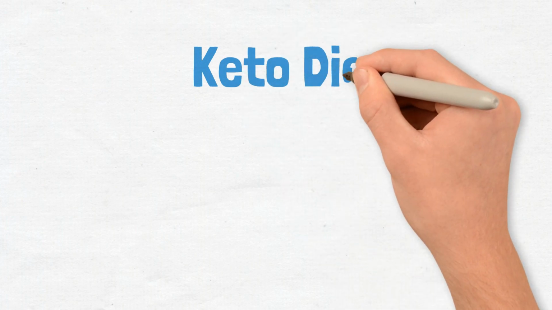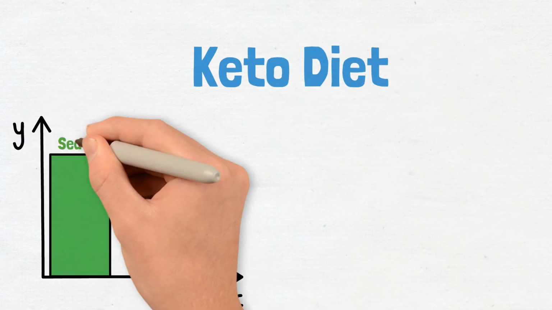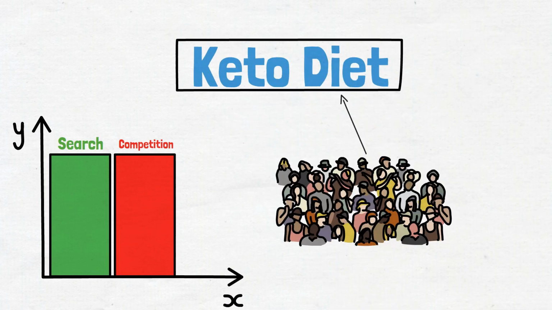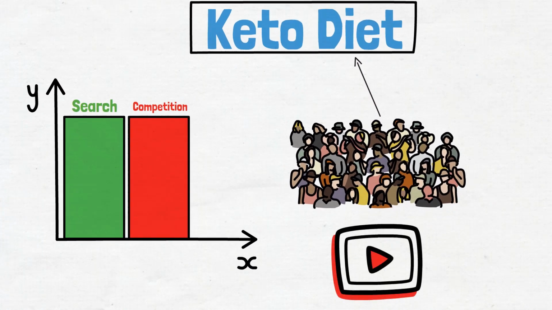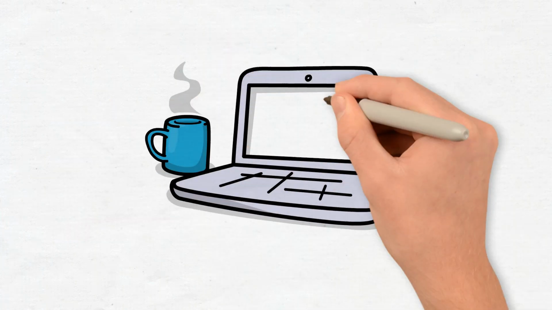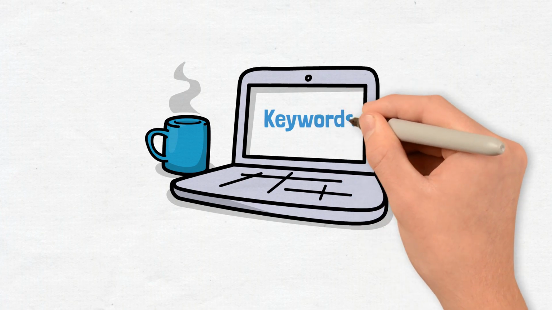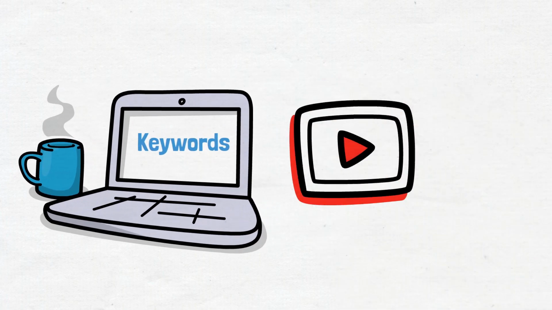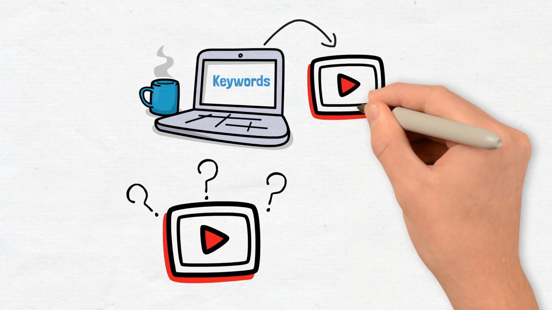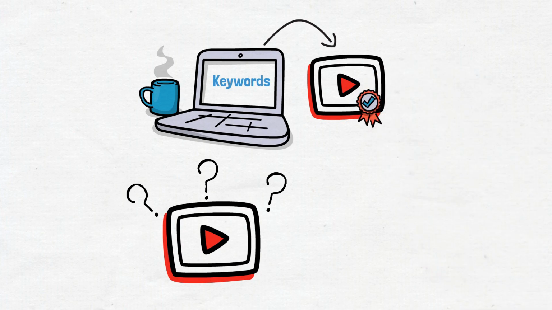For instance, keto diet gets a lot of searches, but it is highly competitive. Because a lot of other people are using the same keyword, your video is bound to get lost in the volume. It is important to research your keywords before you create your video. Making a video that is around your keyword is much easier than trying to find the right keyword to suit your video. This is what many beginners do wrong.